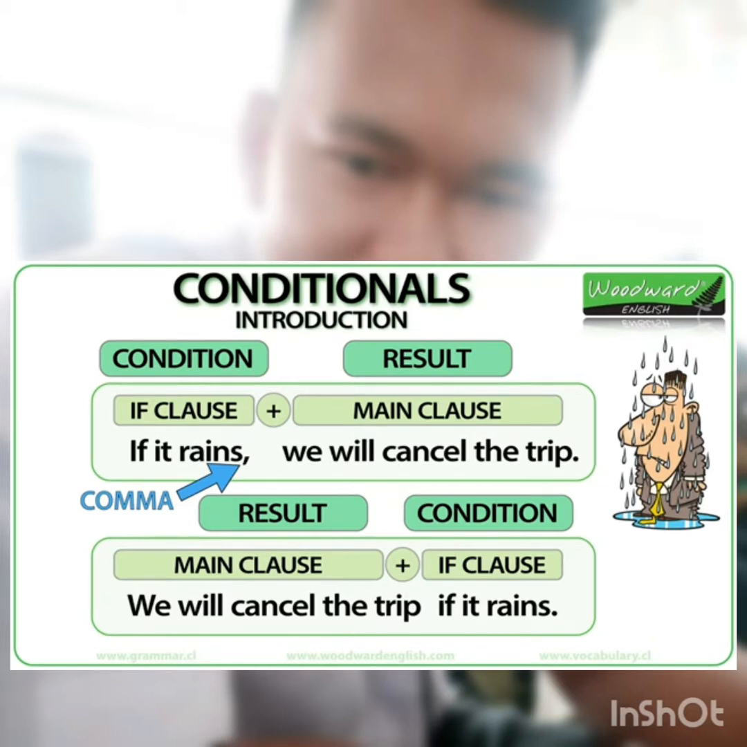But when the main clause comes first in the sentence, the comma is not necessary. We will cancel the trip if it rains. Notice how there is no comma in this last sentence. You can use either order. They are both used and both correct.